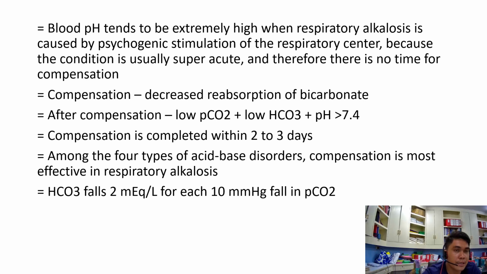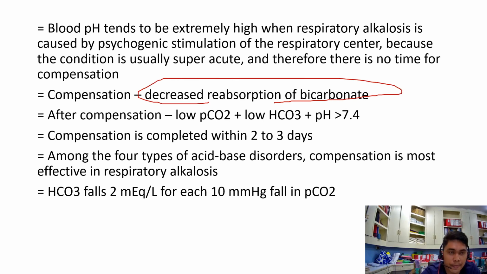Blood pH tends to be extremely high when respiratory alkalosis is caused by psychogenic stimulation of the respiratory center, because the condition is usually super acute and therefore there is no time for compensation. Regarding the compensation of respiratory alkalosis, you have decreased reabsorption of bicarbonate. After full compensation, the pH is greater than 7.4 but within the reference range, within the limit of 7.45.